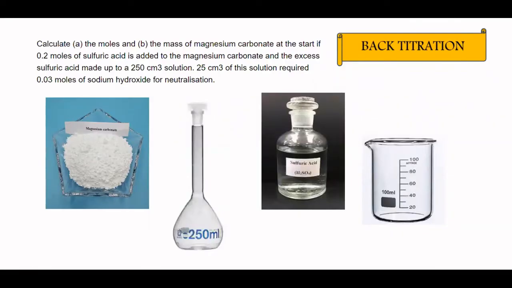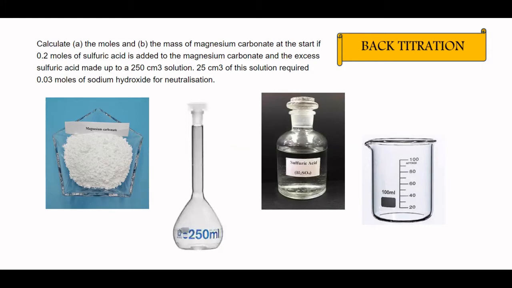Hi, in this video, we are going to discuss a question based on back titration. So first I'll read the question. Calculate the moles and the mass of magnesium carbonate at the start if 0.2 moles of sulfuric acid is added to magnesium carbonate and the excess sulfuric acid is made up to 250 cm³ solution. 25 cm³ of this solution required 0.03 moles of sodium hydroxide for neutralization.